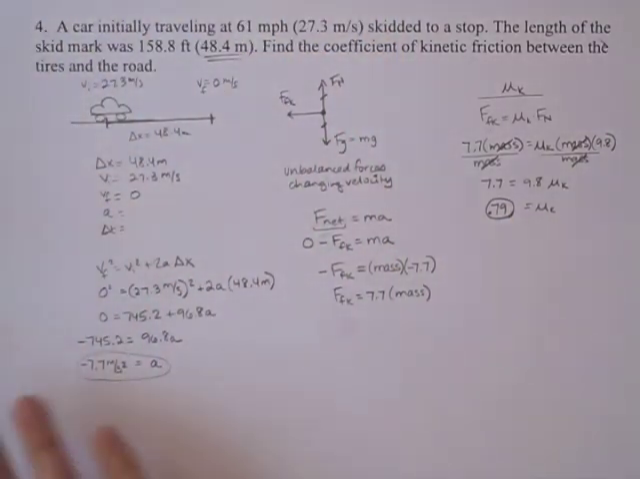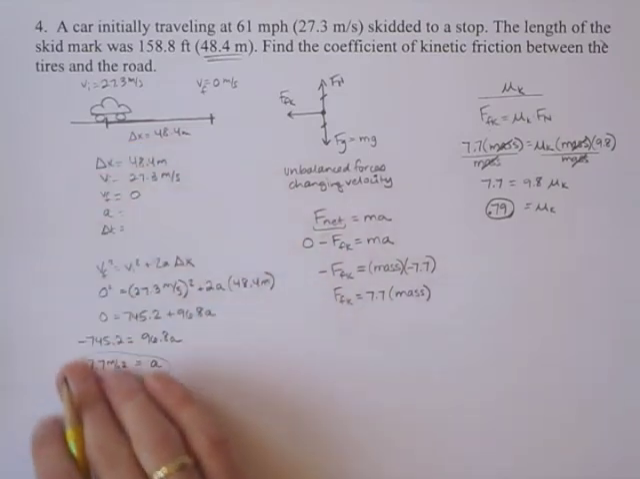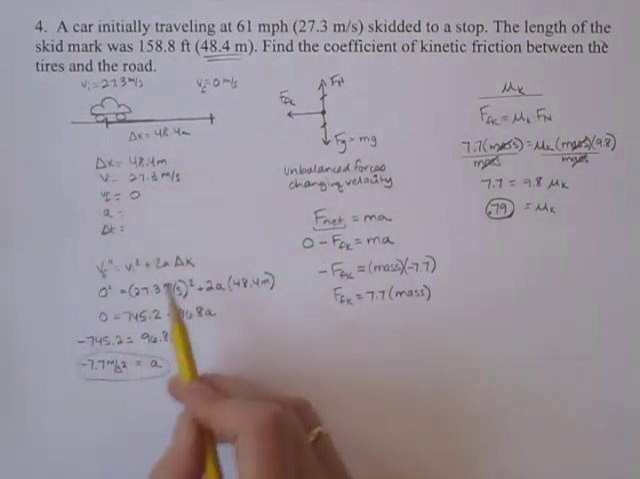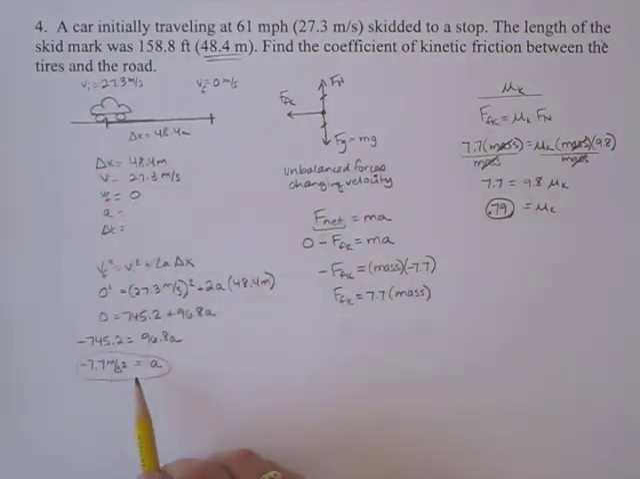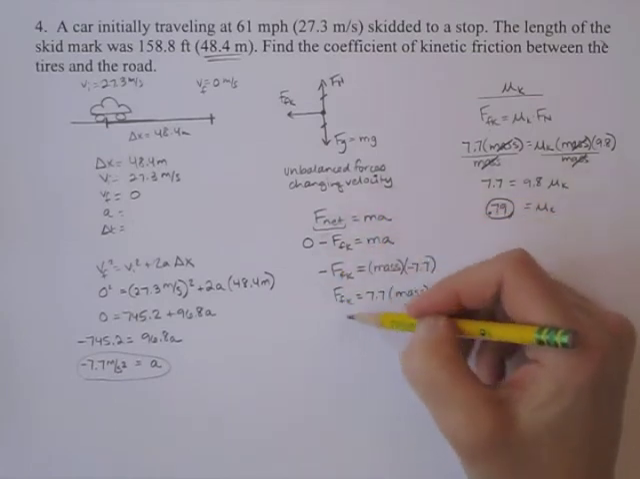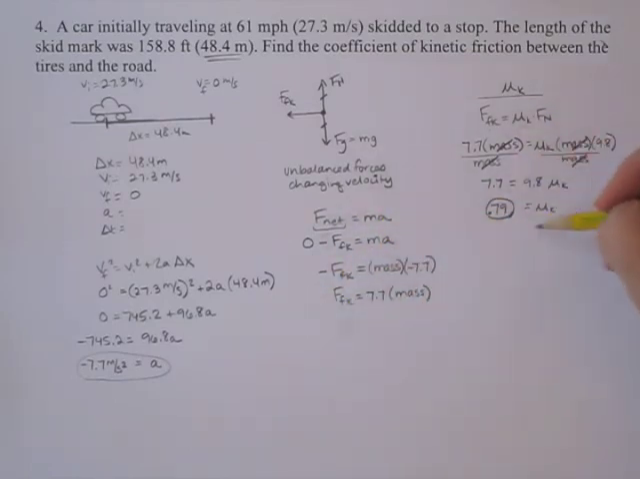So this is an example of a force problem where you're given kinematics information, and this is where you start. You start with velocities and distances and times, then work with Newton's second law to find something about the forces, and then finally get to the force of friction equations.